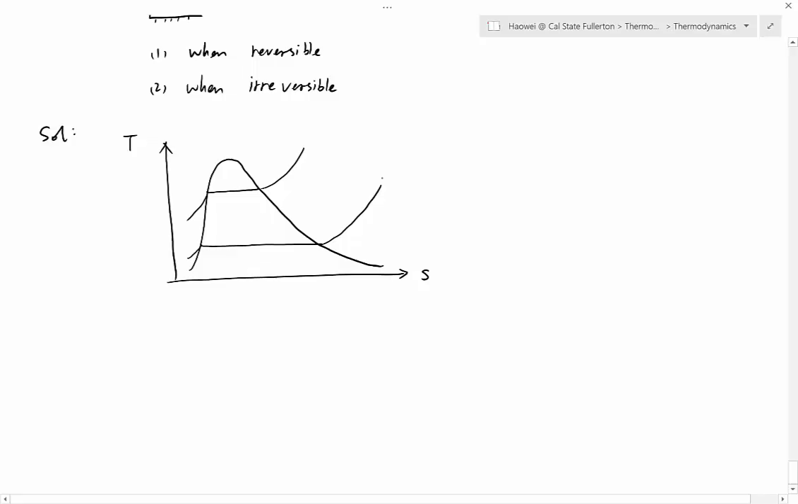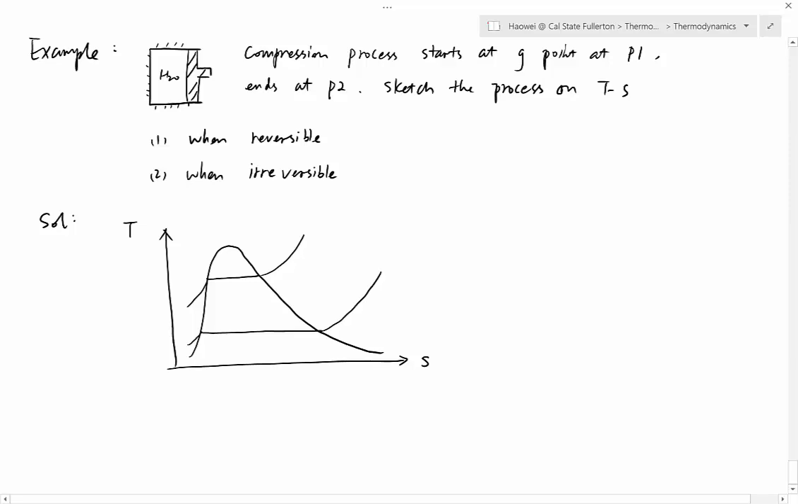Okay, so which one should represent P1 and which one should represent P2? We know P2 must be higher. The final pressure must be higher because this is a compression process. So P2 must be on top. The higher you go, the higher the pressure it represents. The lower one should be P1. Okay, all right, and let's draw this line longer. Okay, P2. This is my P2 line.